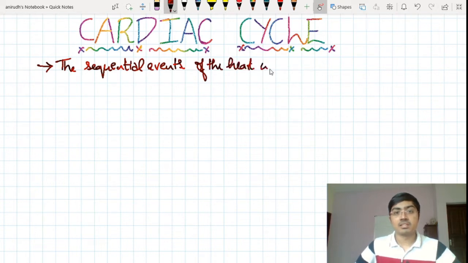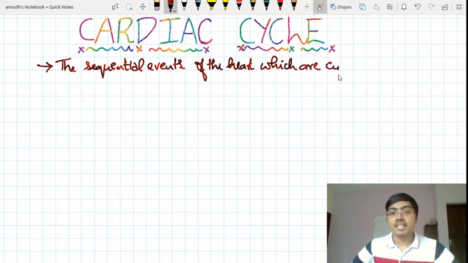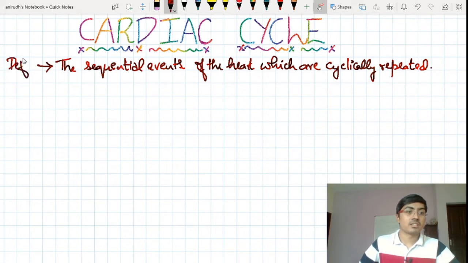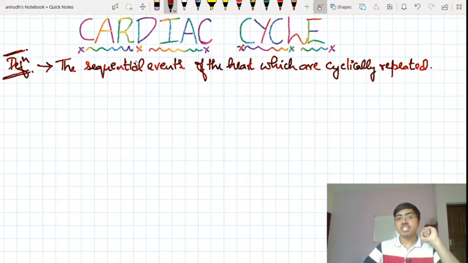So in this particular sequence, the sequential events of the heart, which are cyclically repeated. So this is the definition of cardiac cycle. This is the definition of the very basic term, that is cardiac cycle. The sequential events of the heart which are cyclically repeated. Okay.